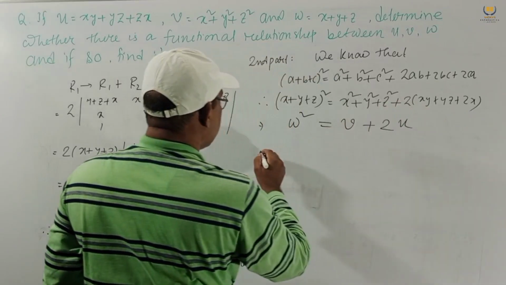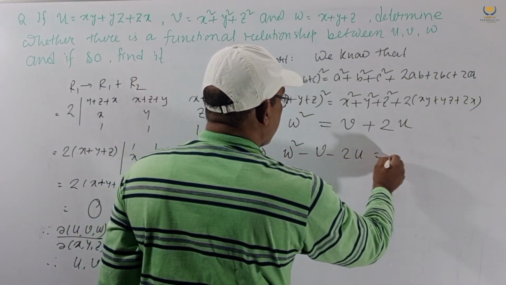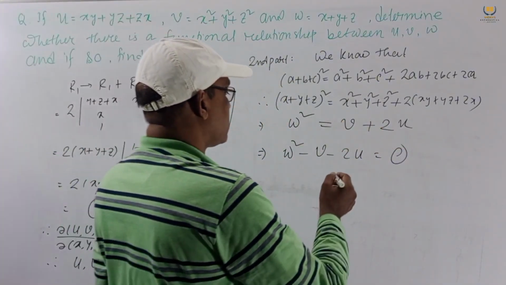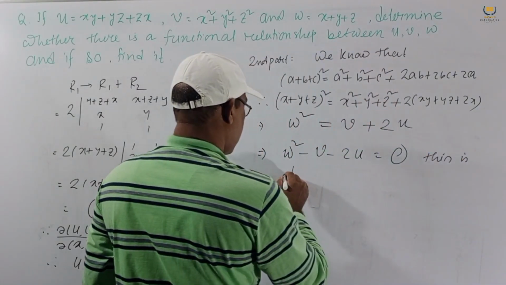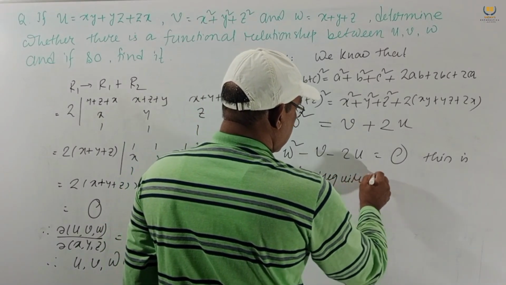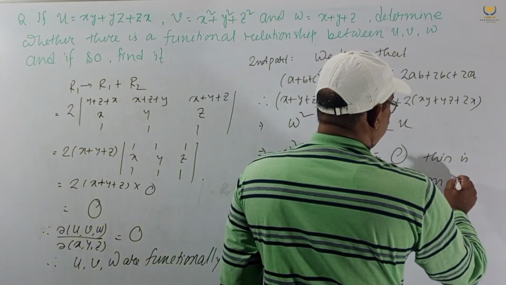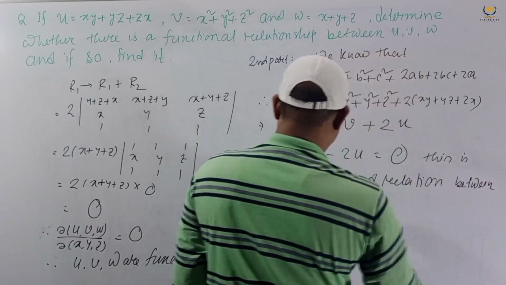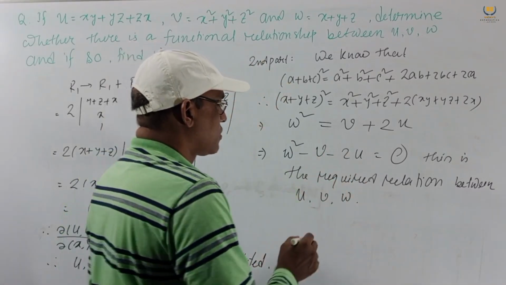So we get w square minus v minus 2u equal to 0, and this is the required relationship between u, v, w. So this is our answer.